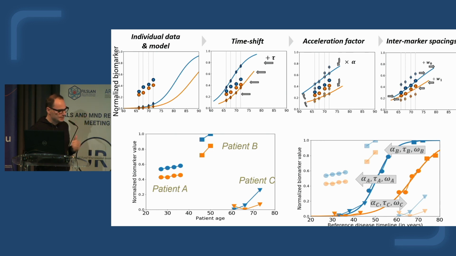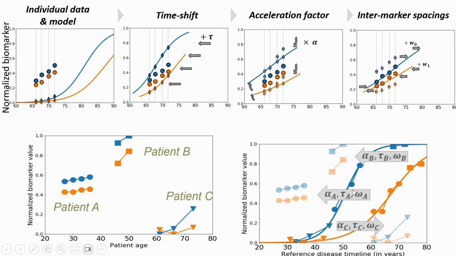And the distance between the two curves represents the typical time shift between the onset of the blue and the red biomarker. So that's a way we can build a model that is representative of the progression of the population, plus all the parameters that position each participant with respect to this model.